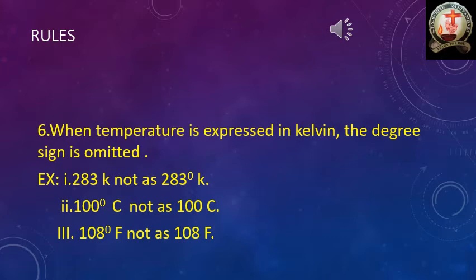Now the second example: 100 degree C, where C means Celsius. Whenever we write a temperature value in Celsius, we use the degree symbol. So 100 degree C, not 100 C. And the third one is 108 degrees F, where F means Fahrenheit.